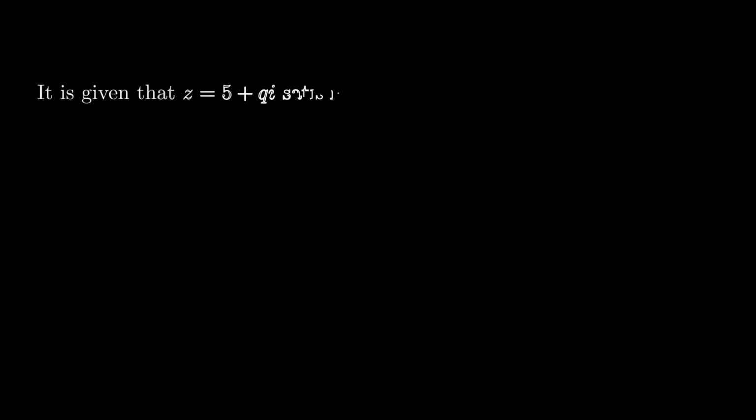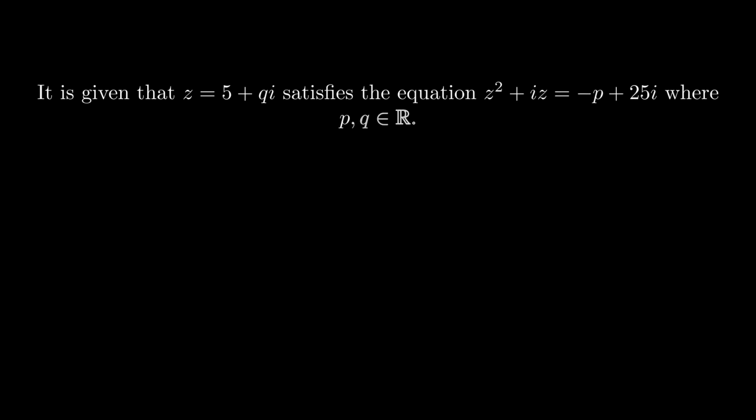The question tells us that it is given that z is equal to 5 plus qi satisfies the equation z squared plus iz equals minus p plus 25i, where p and q are real numbers. We are asked then to solve for p and q. Being told that z satisfies that equation, what we can tell is that if we substitute in 5 plus qi for z, then the left-hand side of the equal sign will be equal to the right-hand side of the equal sign.